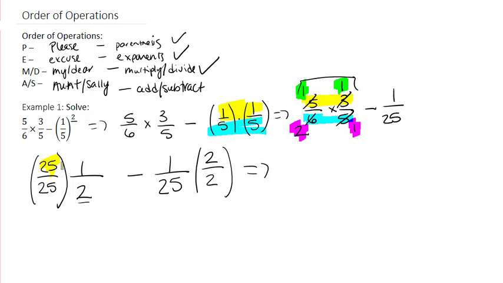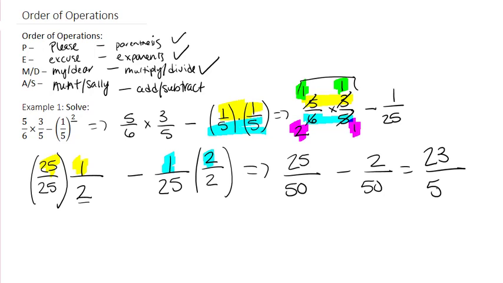So then we multiply this 25 times 1, and we get 25, which is over 50. And then we're going to go minus 1 times this 2, so we get 2/50. So then we can subtract this. Now we have a common denominator, so 25 minus 2 gives us 23/50. And this is its reduced form, so this would be our solution. So let's do one last example.